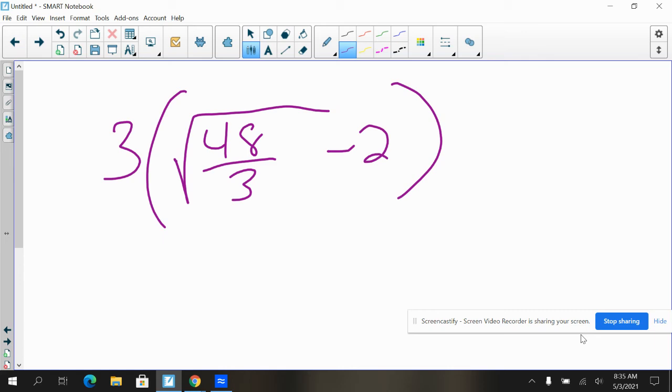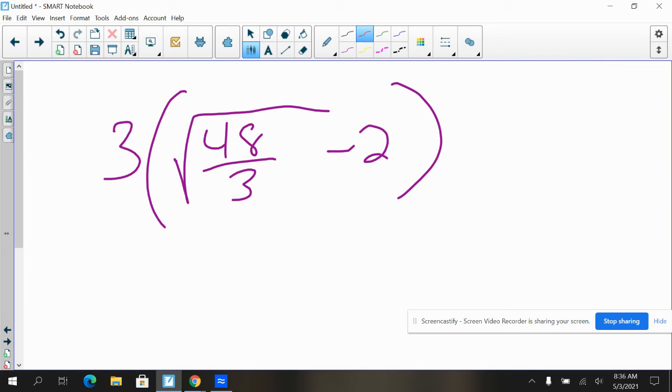All right. So look at this thing. We got 3 on the outside of parentheses. Radical 48 divided by 3 minus 2, all inside the parentheses. Well, what are we going to do first? The only thing different here is a radical sign. It's the only thing that's new here today. So what are you going to start with?